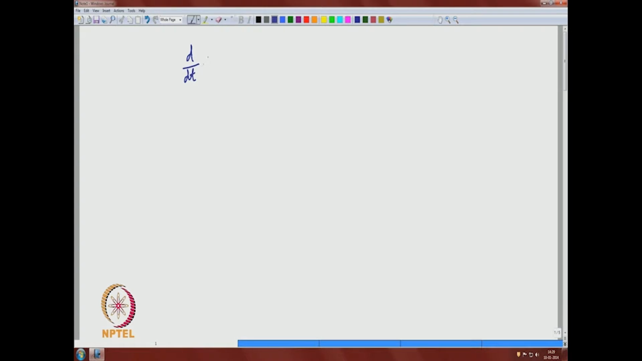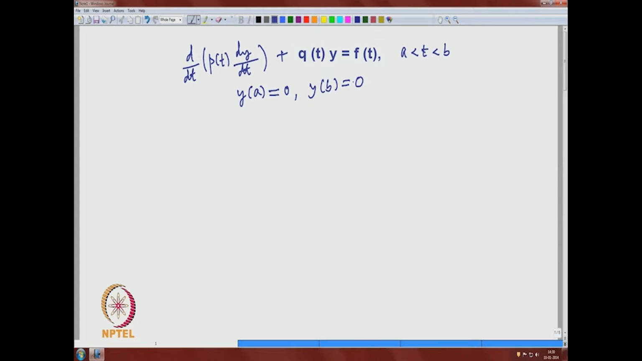this second order equation d by dt of p(t) dy by dt plus q(t) y equal to f(t) in the interval (a, b), and we have taken the boundary conditions y(a) equal to y(b) equal to 0. So, p is a continuously differentiable function and a positive function in the interval (a, b), q and f are continuous functions.